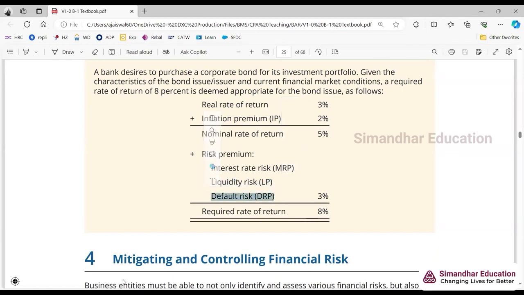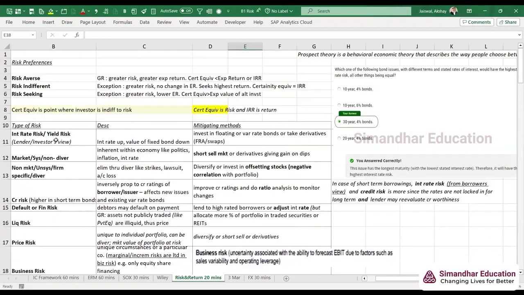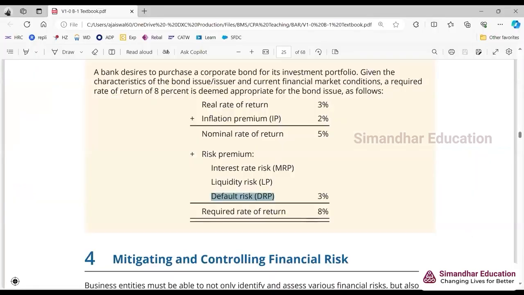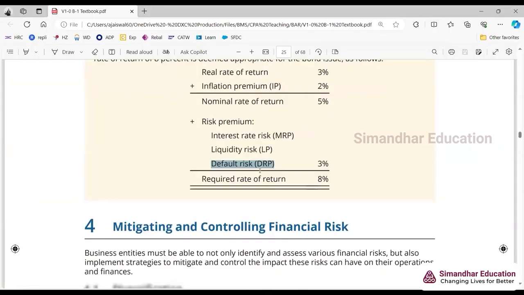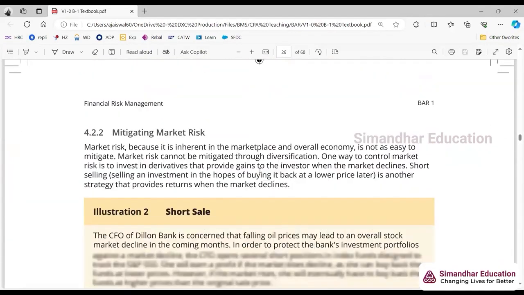Here, let me show you. Default risk, I had told you how we can mitigate it. One of the options is that we adjust the interest rate. How we adjust the interest rate is by adding this risk premium. Mitigating and controlling we have discussed already.